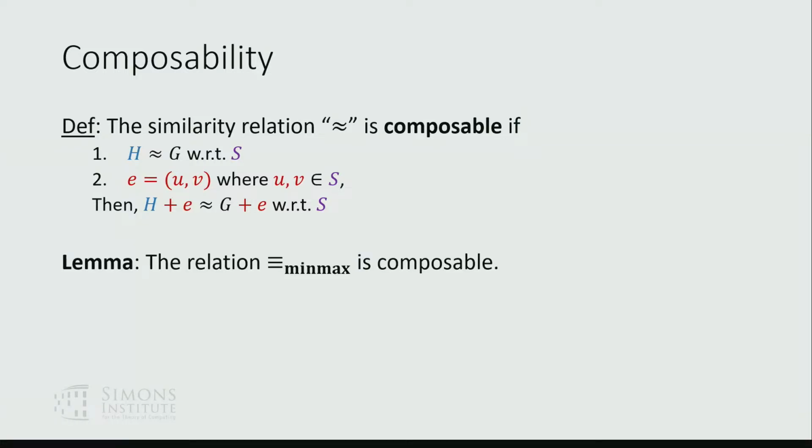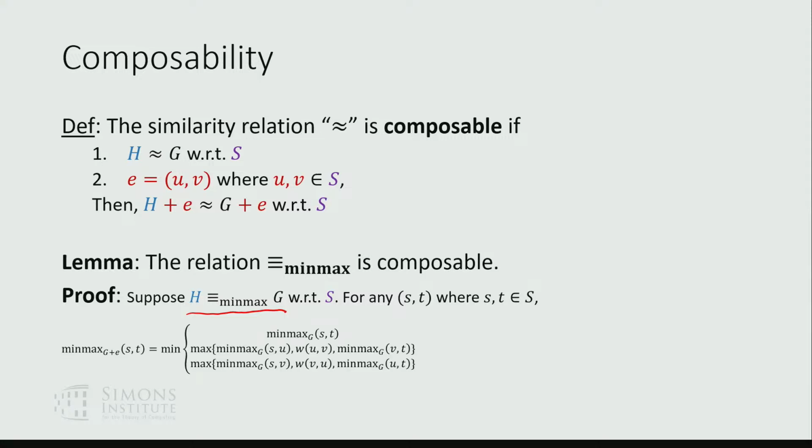And you can observe that the relation that preserves min-max path is composable. That is, I want to show that if H is equivalent to G with respect to the terminal set, then H plus an edge e is equivalent to G plus an edge e, such that the edge e has endpoints inside the terminals. Right? Okay, so why is that? It's just kind of amounts to checking the definition.